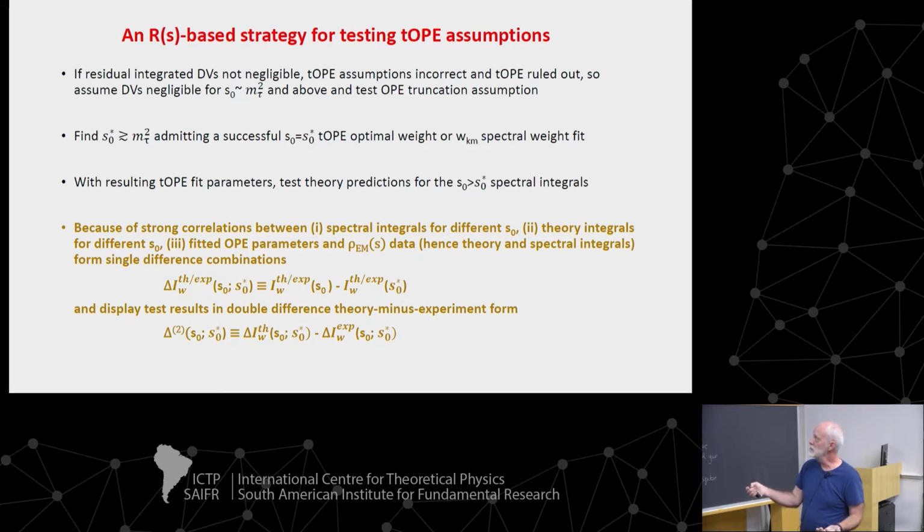If that continues to work, then that would be telling you that the assumption that you can truncate the OPE and that you can neglect duality violations is self-consistent. If not, it's telling you absolutely for sure that it's not.